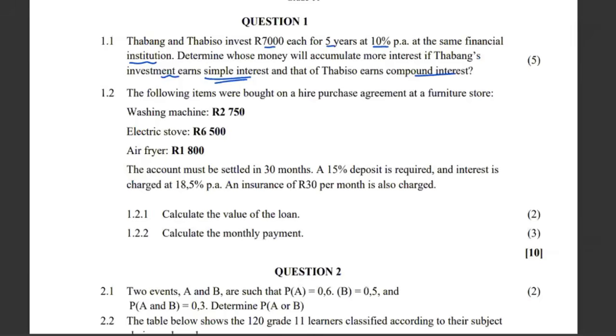All right, then 1.2. The following items were bought on hire purchase agreement at a furniture store. The account must be settled in 30 months, a 15% deposit required, and interest will be charged at 18.5%. You have to pay insurance of 30 Rand per month. Calculate the value of the loan. So for us to get the value of the loan, let's start by getting the total of all the items. So if we have 2750 plus 6.5 plus 1.8, that gives me 11,050. Okay, so this is the cash price.